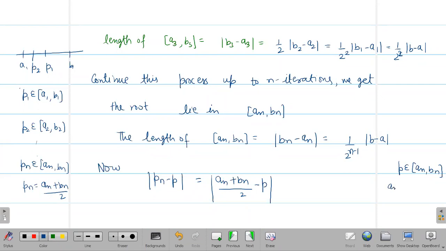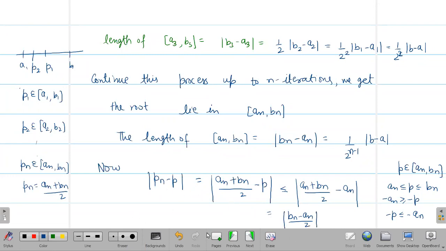So it means an is less than or equal to p is less than or equal to bn. If I write minus an, that will be greater than or equal to minus p. So minus p will be less than or equal to minus an. So minus p will be replaced with minus an. So we can write it less than or equal to (an plus bn) by 2 minus an. That will give you the inequality. So if you solve it, it will be (bn minus an) by 2.